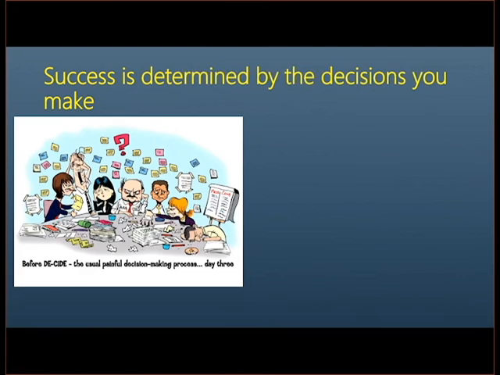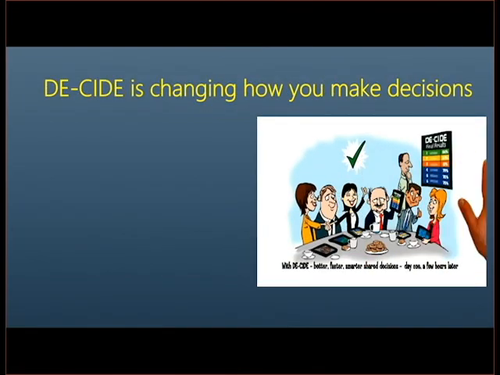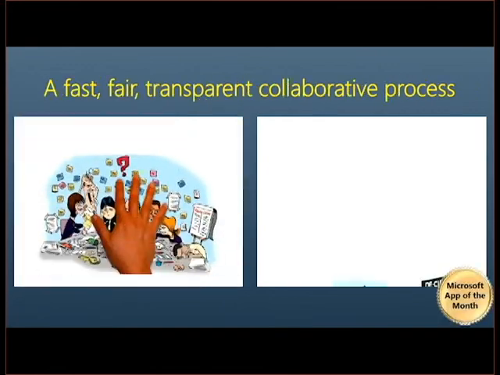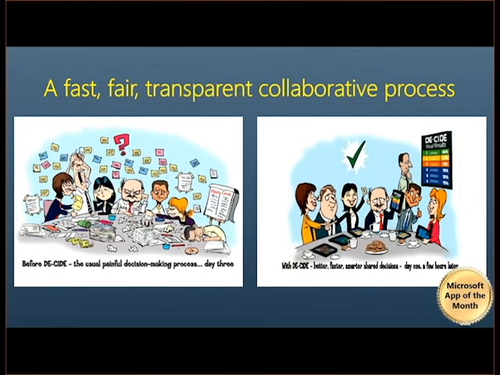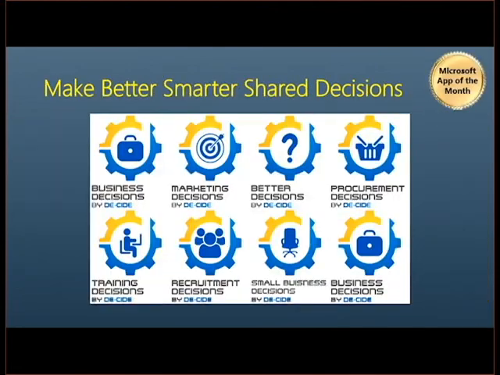DE-CIDE is changing how we make decisions. It works with the way we take in, process, and communicate information today, in a very visual, quick, and engaging manner. It's designed to help people make decisions based on customizable criteria, customizable options, and shared decision making. A fast, fair, and fully transparent collaborative process to arrive at the best results.